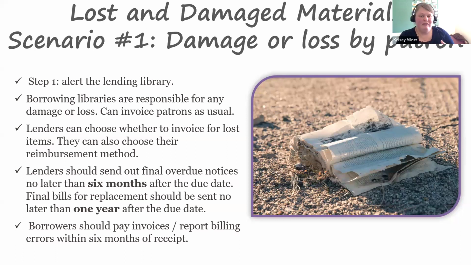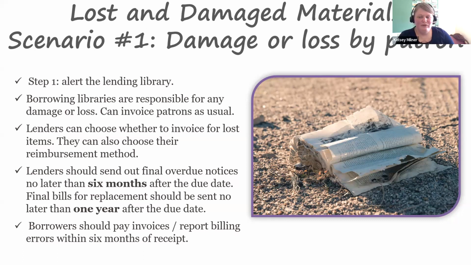And then the ball's kind of in the lender's court. They can decide whether or not they want to invoice. Per our code, lenders always have the option to bill for lost or damaged items, but they don't have to. That's their decision. And the code does encourage libraries to be willing to accept payments in different ways if they can. Some libraries will send out an invoice for the value of the book. Some libraries will accept replacement copies of the same edition, but I've heard other libraries say that they prefer not to do that. So it's a little bit different depending on your library. Whatever your replacement method is, that should be communicated with the borrowing library.